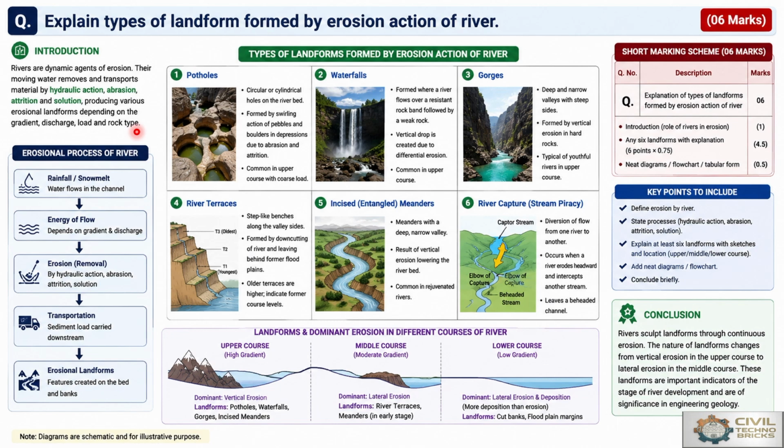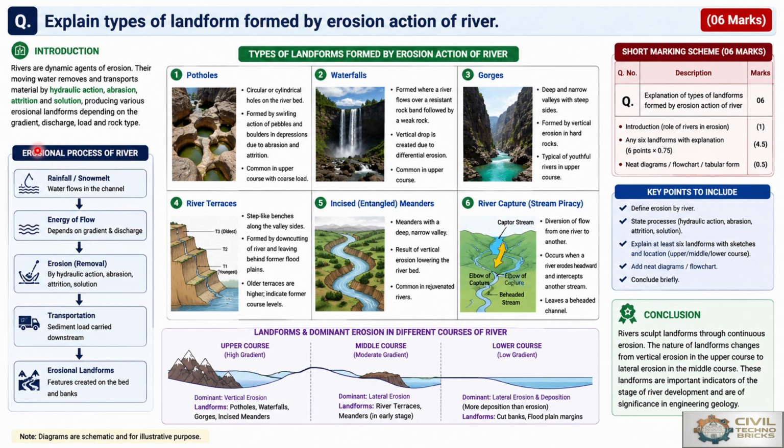Means the lithological characteristics or topographical characteristics are most important to study in order to understand the formation of landforms, because erosion is a continuous action as the water is flowing on the earth surface. Your answer should be a combination of landform types and their action from the erosion point of view.